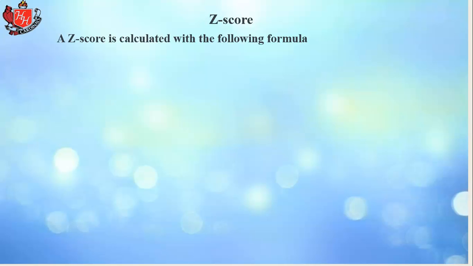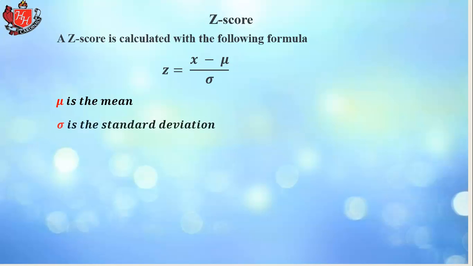So a z-score is calculated with the following formula. The z-score equals x minus mu divided by sigma. Mu is the mean, sigma is the standard deviation, and x is the data value that you're interested in determining the z-score for.